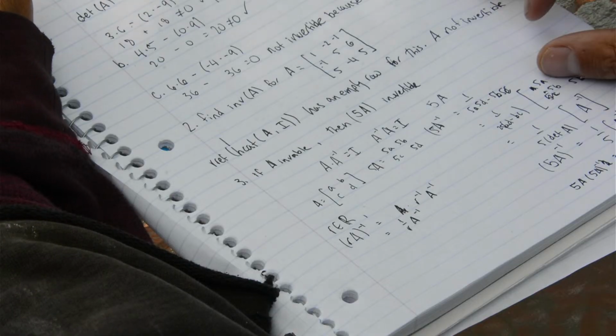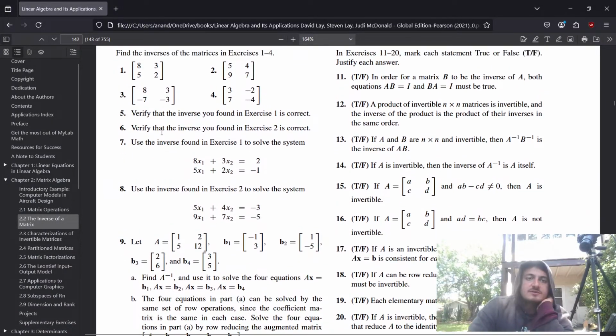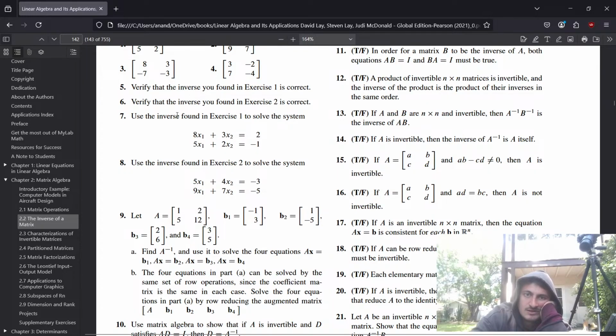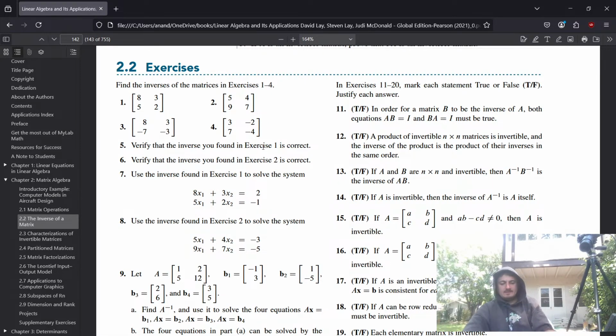Okay. All right, now let's look through the problems, see if there's any good ones. Find the inverse, verify the inverse, use the inverse to solve a system. Okay, so we'll do 1, 5, and 7. Let's see, 2.2 exercises. It's going to be 1, 5, 7.